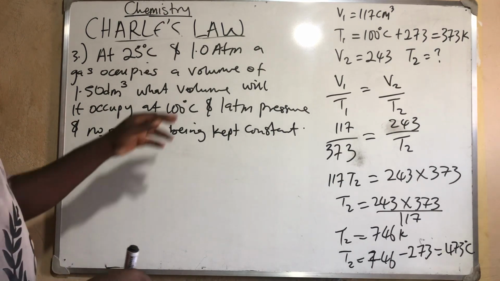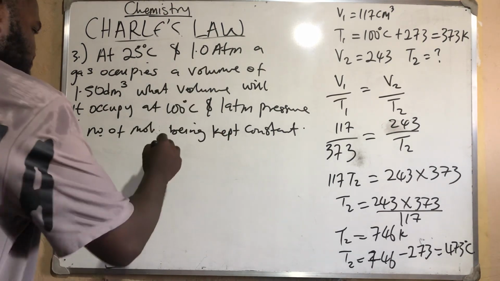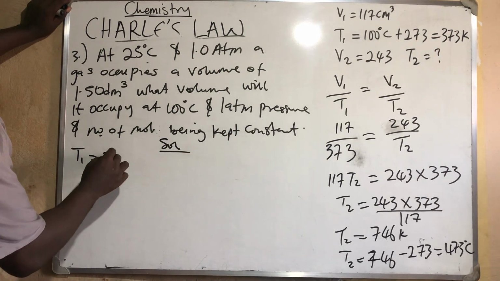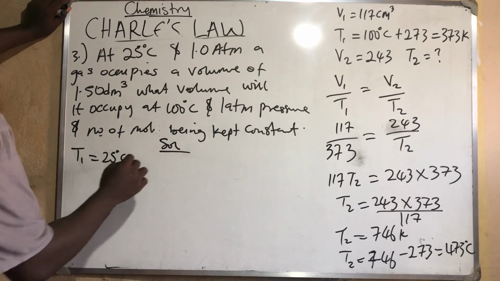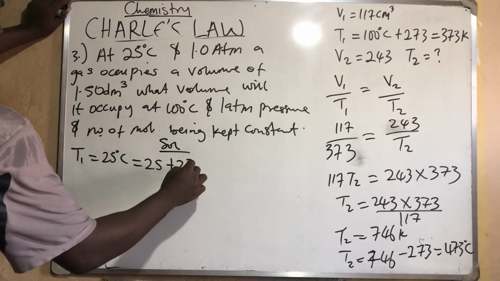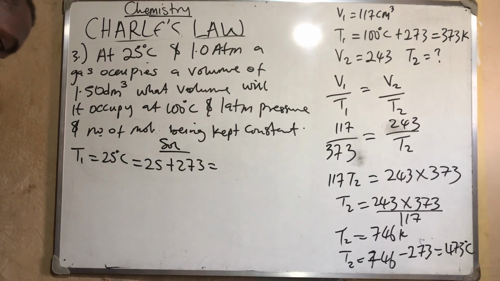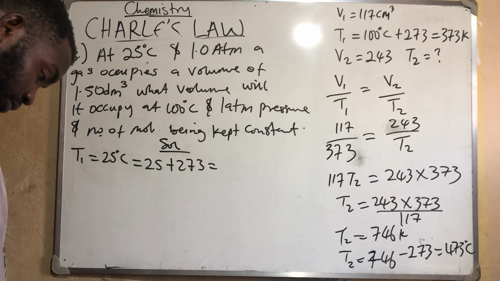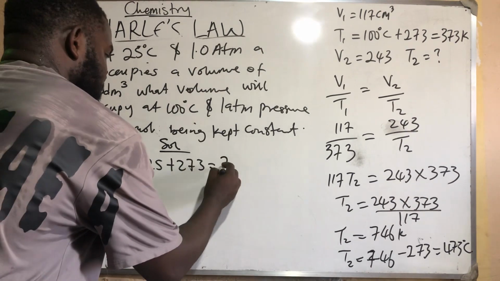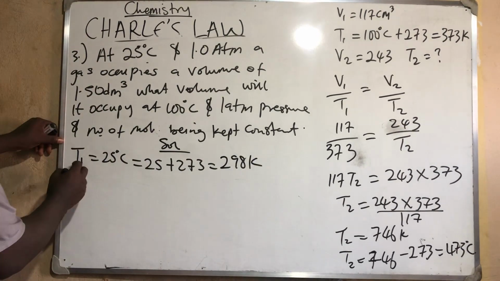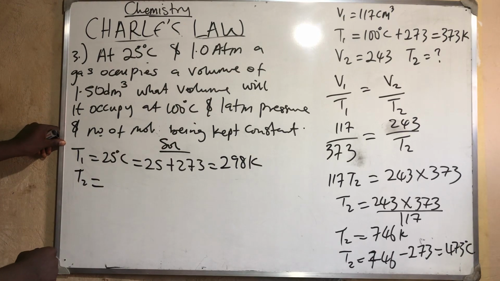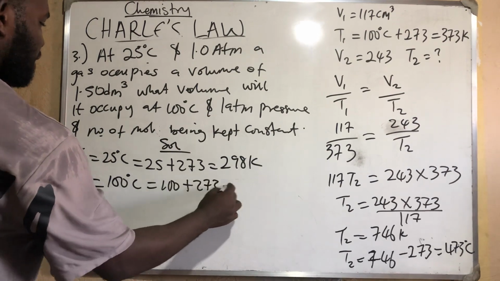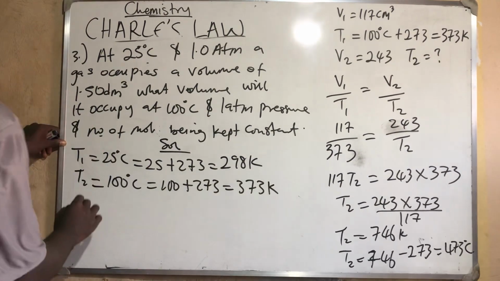Now, since the pressure is the same, it means that the pressure is constant. But they gave us the first temperature as 25 degrees Celsius. You must convert it to Kelvin, which is what? 25 plus 273, that is 298 Kelvin. All right. So now T2, the second temperature they gave me, is 100 degrees Celsius, which is 100 plus 273, which is 373 Kelvin.